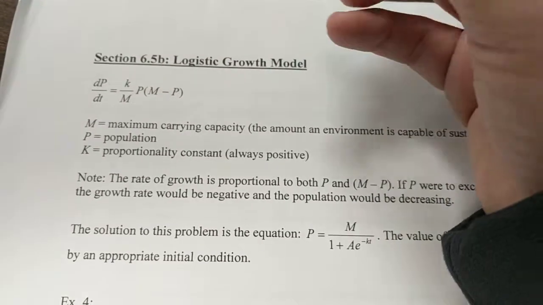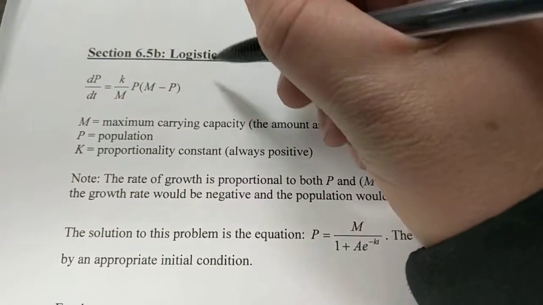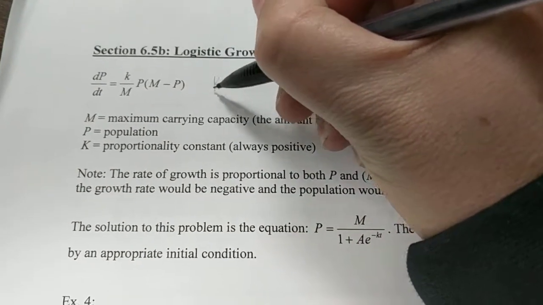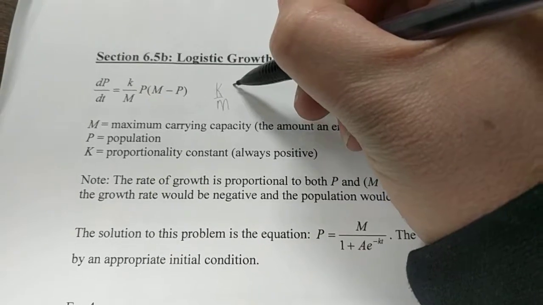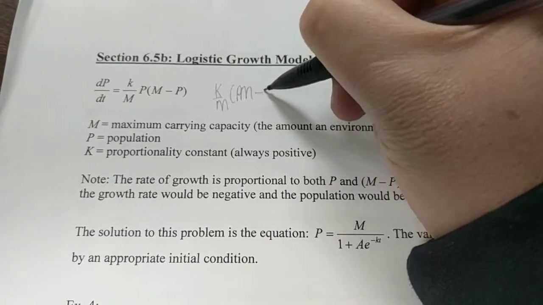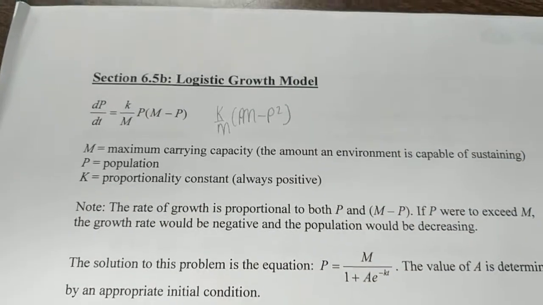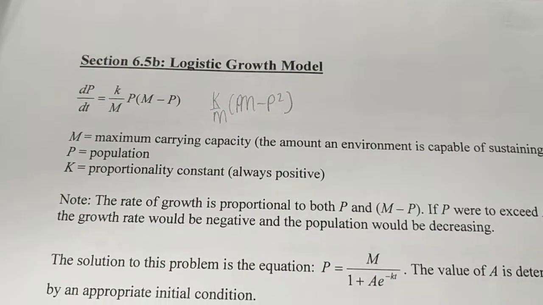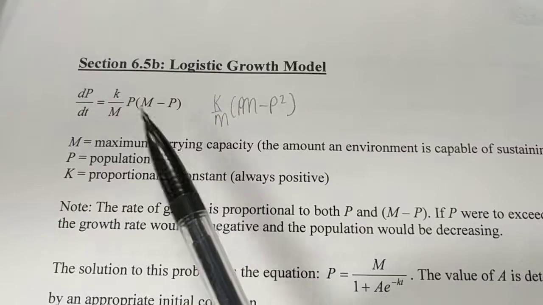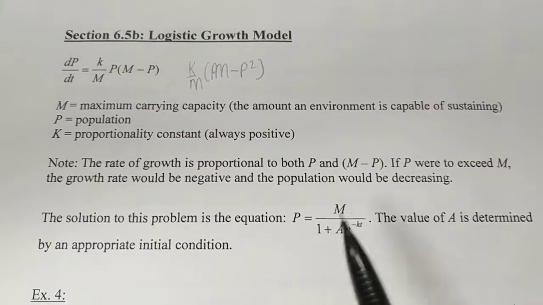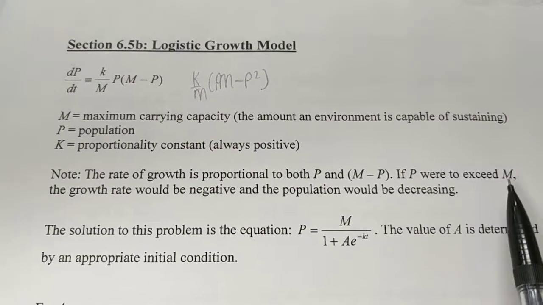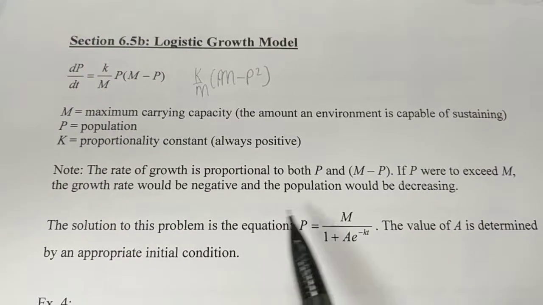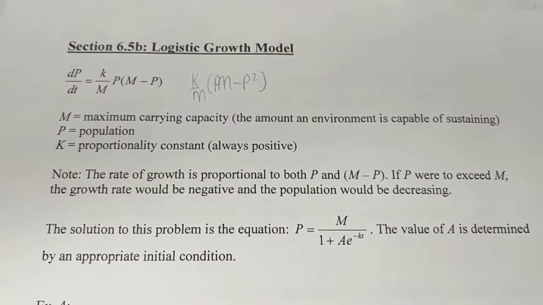Now, a lot of times you're going to see this written in a way like K over M, and then PM minus P squared. You'll see it in a bunch of different ways where they've distributed it out, but this is the most common way to see it. And here it does say if the population were to exceed that maximum carrying capacity, then the growth rate would be negative and the population is decreasing.